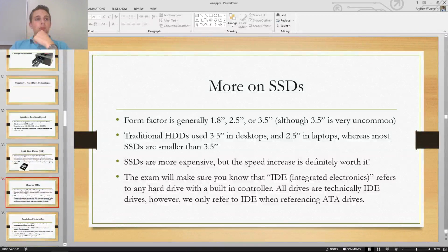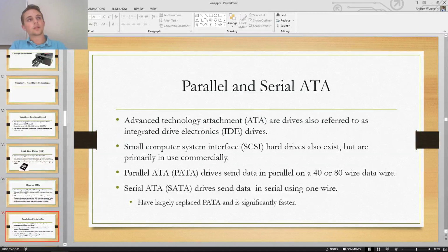So they reference integrated electronics, also known as IDE. It's a hard drive with a built-in controller. It emphasizes that all drives are technically IDE, but we only really refer to original platter drives as IDE. No one does, but the book does. So ATA drives, Advanced Technology Attachment, also referred to as IDE drives. And then other technologies, SCSI, and these are all elaborated on, so I'm not summarizing them here.